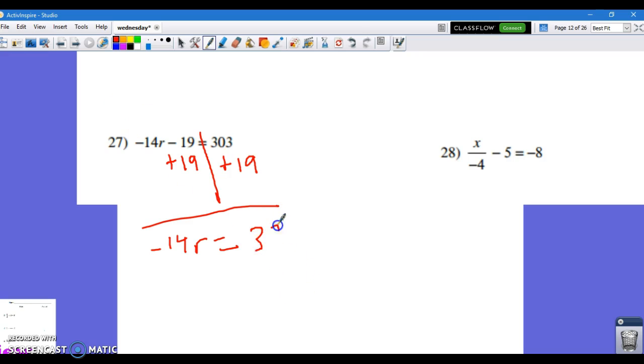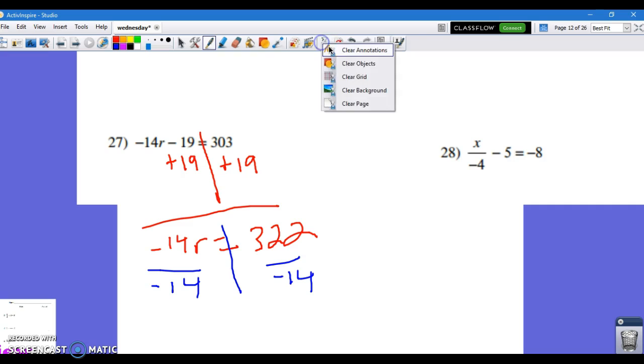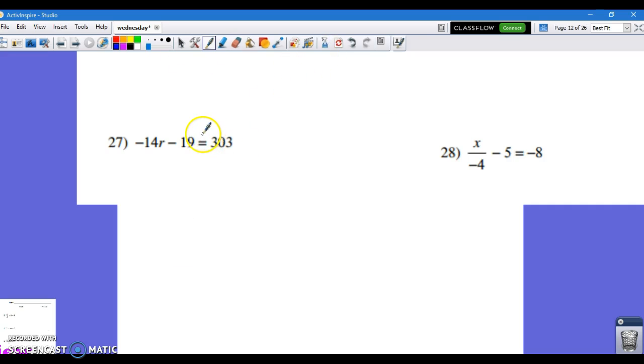So if I have 322 here, the next part of the equation, I'm going to divide by a negative 14. Okay, so if I'm going to divide by 14, I should get this. I'm actually going to start this one over. This is not looking right. Sorry guys, I have to start this one over.